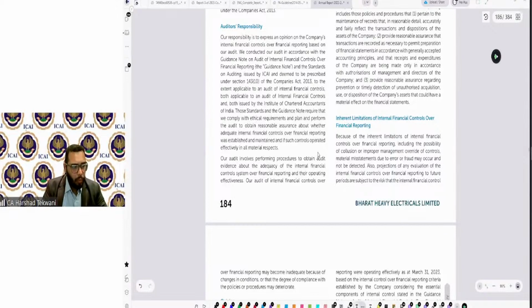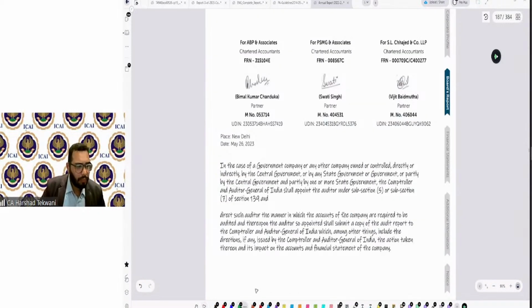I'll tell you what is the second part of that particular section, which is very important. This is section 143(5), which talks about first the appointment by CAG. That is fine.